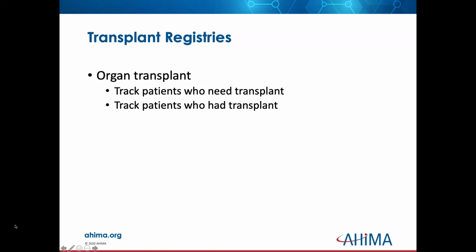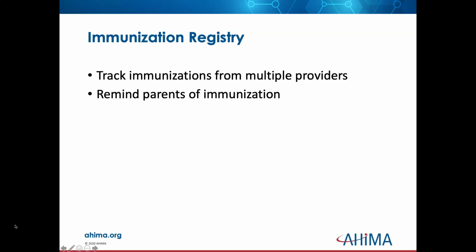Transplant registries, these look at organ transplants. They track patients who need a transplant as well as patients who have had transplants. And again, they cover follow-up as well, annual reports, different things like that. Immunization registries are usually on a statewide basis. They track immunizations from multiple providers and often remind parents of immunization.